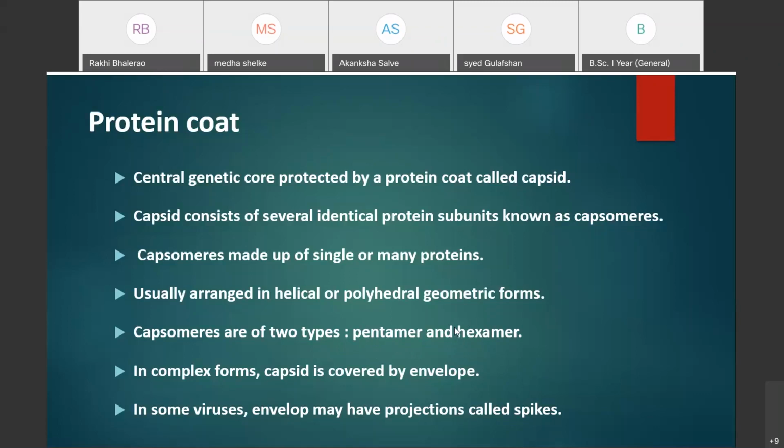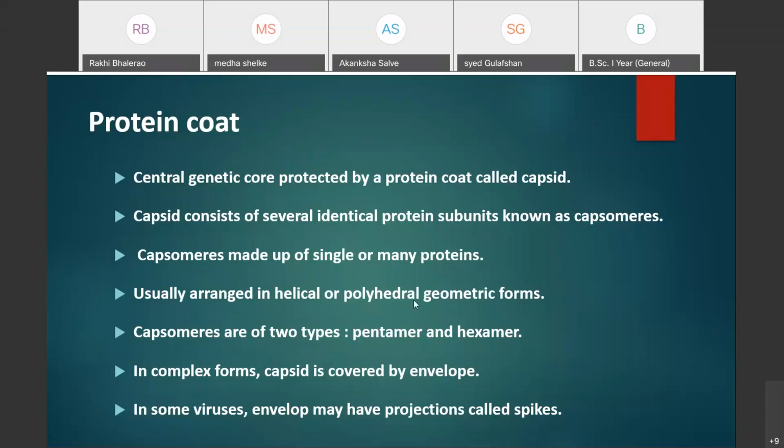Okay, each monomer is connected with the neighboring monomers on either side with the help of bonds. Whatever the capsomere may be, pentamer or hexamer, the monomers are connected with the neighboring monomers by bonds. Likewise the capsomeres are also connected with each other, but the bonds between the capsomeres are weak.